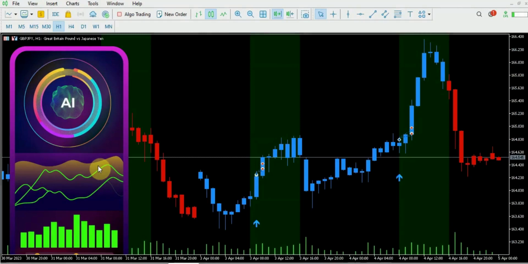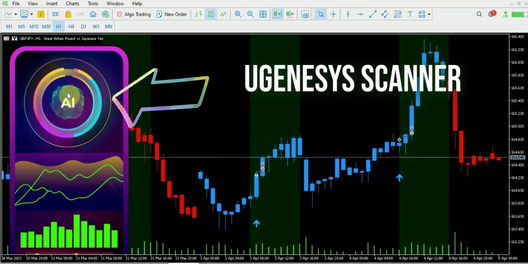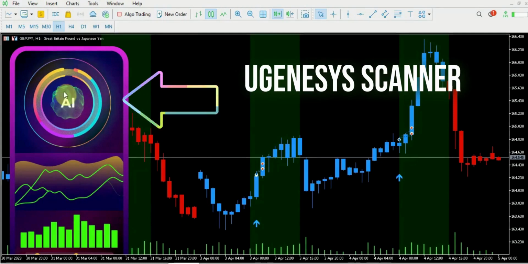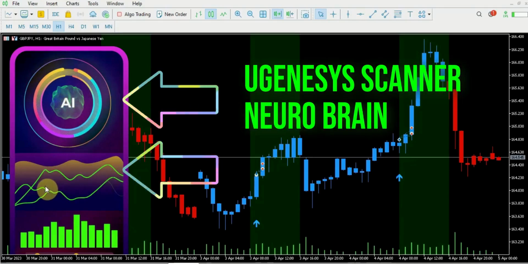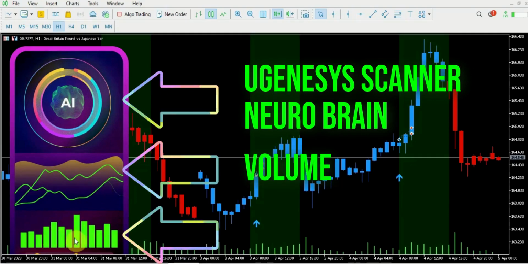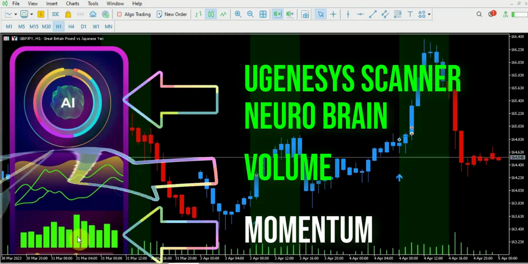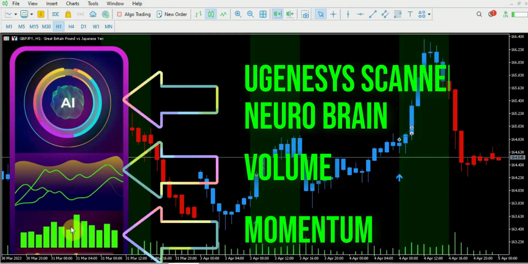So right here is our uGenesys scanner, and so we know that we're in an uptrend because we see the different elements here in green. So first you can look up here, and this up here is our uGenesys scanner, and inside here where you see the AI, this section here is called the neurobrain. This is in green, okay? And right below that you can see these lines here. This is our volume section, and it's also green, and below that we also have this section here, our momentum, and it's also green. So this indicates that we are in the uptrend.